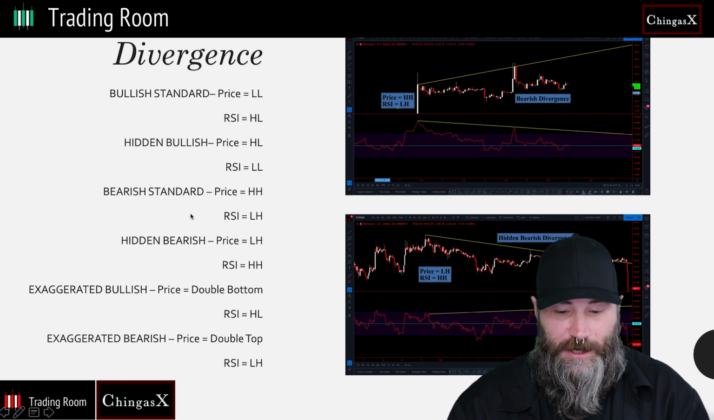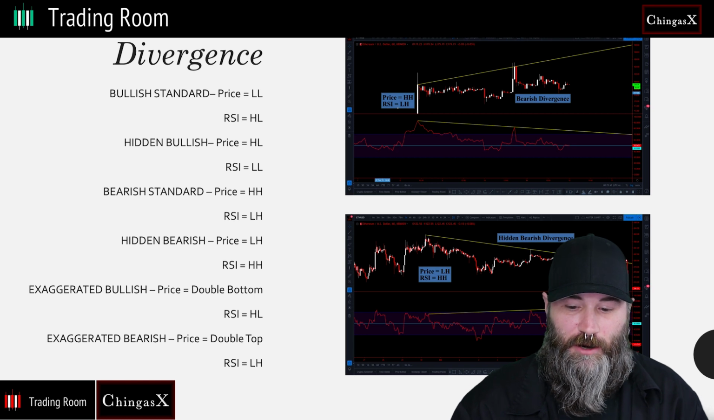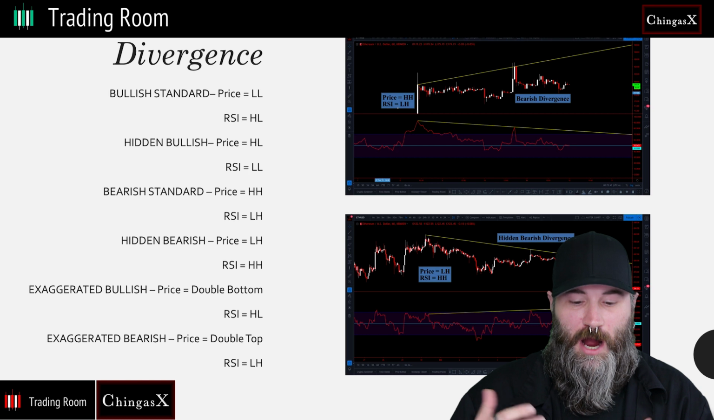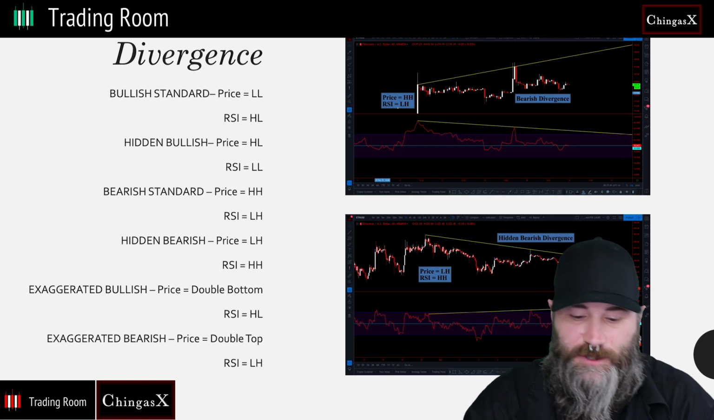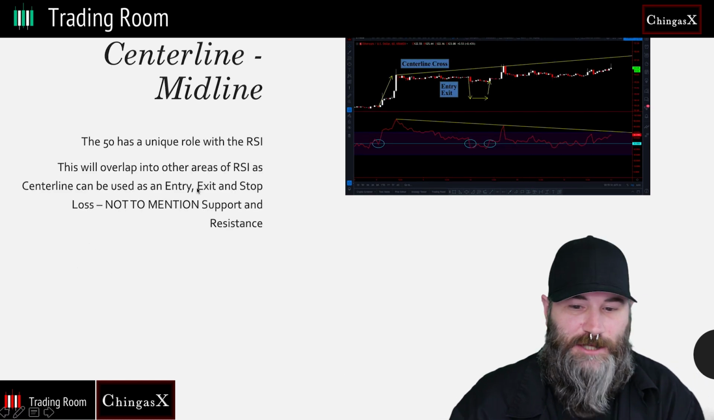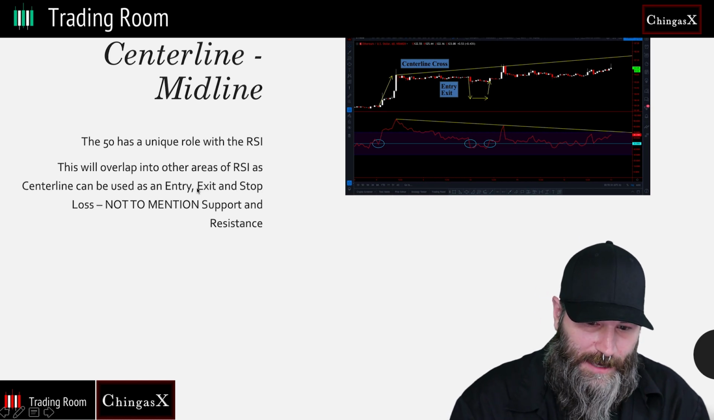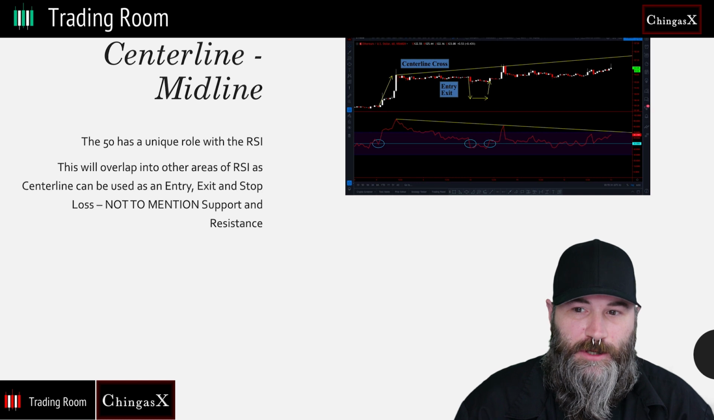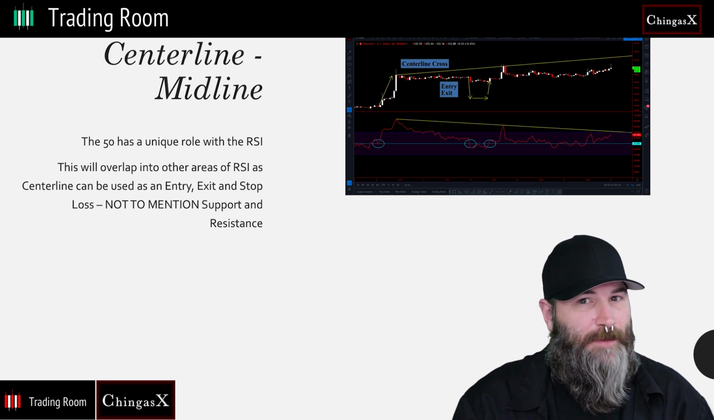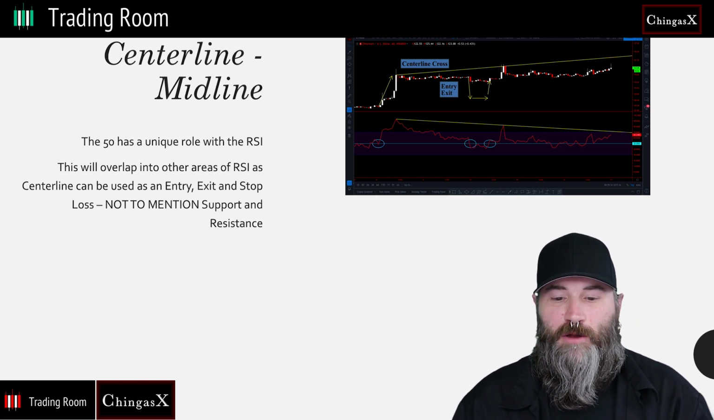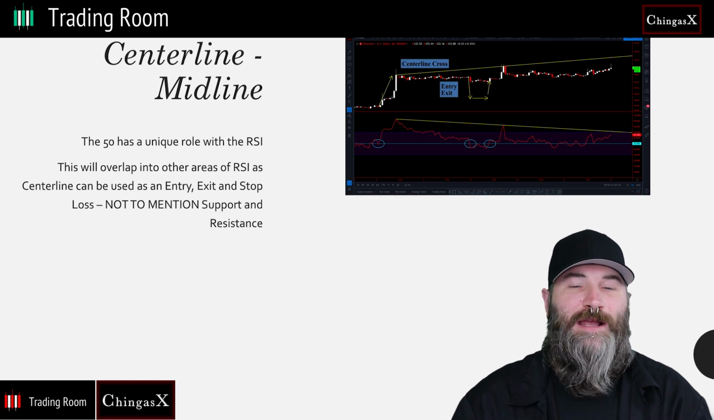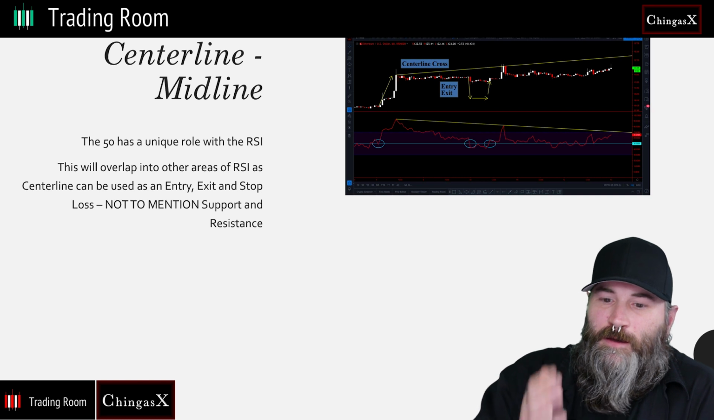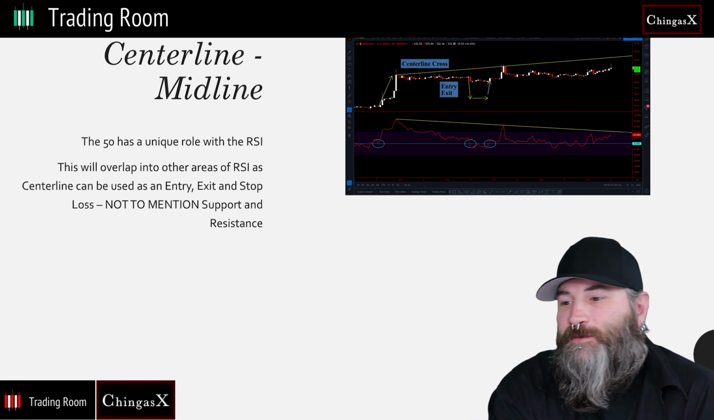Then you have exaggerated bullish and exaggerated bearish, where price is doing a double bottom, RSI is giving you a higher low, and then the exact opposite for exaggerated bearish. That is divergence. That's something that you are going to want to notice. You're going to want to practice. You want to backtest it a little bit. You want to be able to get familiar with recognizing it. It's very powerful stuff.